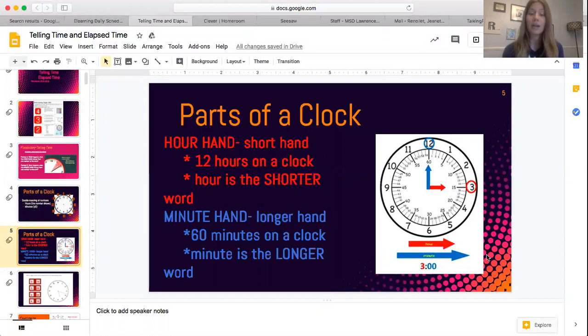Notice that the hour hand is shorter, like the word hour. We spell hour like this, H-O-U-R. Hour is much shorter than the word minute, which is spelled M-I-N-U-T-E. That's one trick to help you remember which is the hour hand and which is the minute hand. I always find that helps third graders every year. Let's continue looking at the parts of a clock.